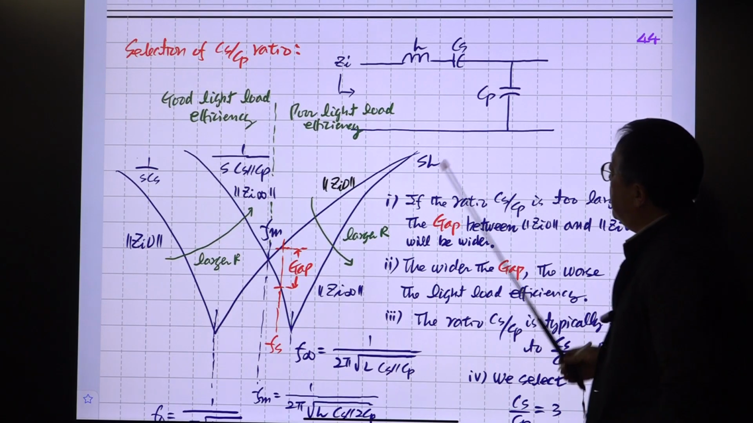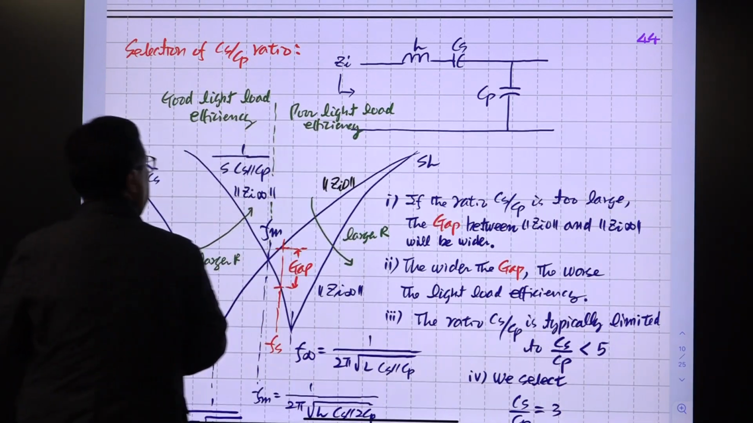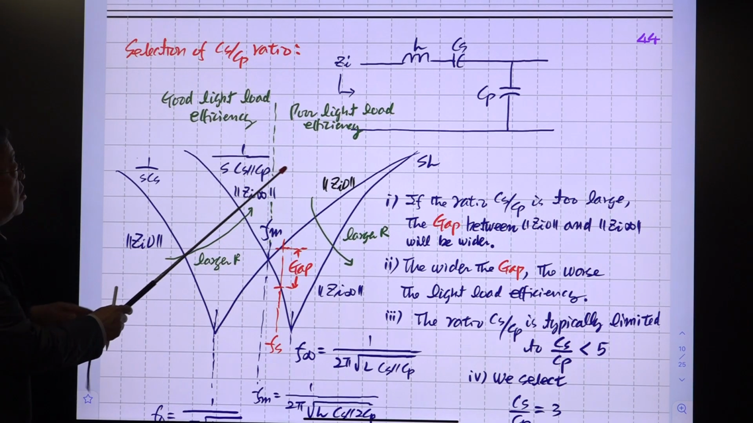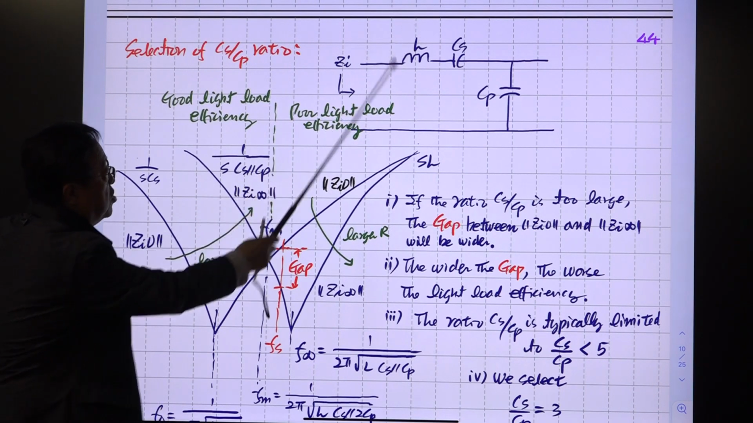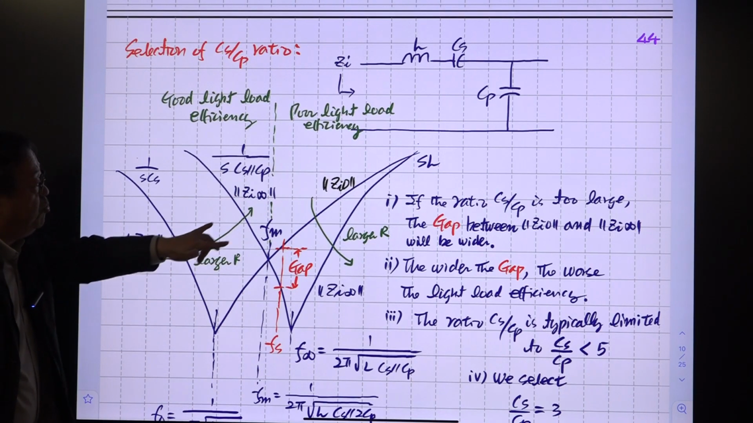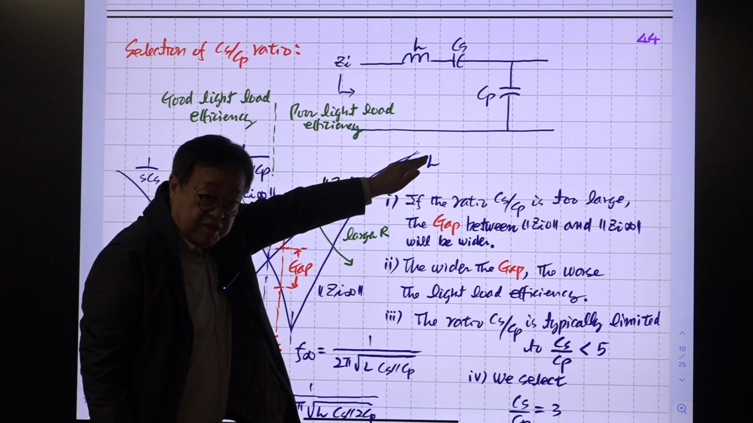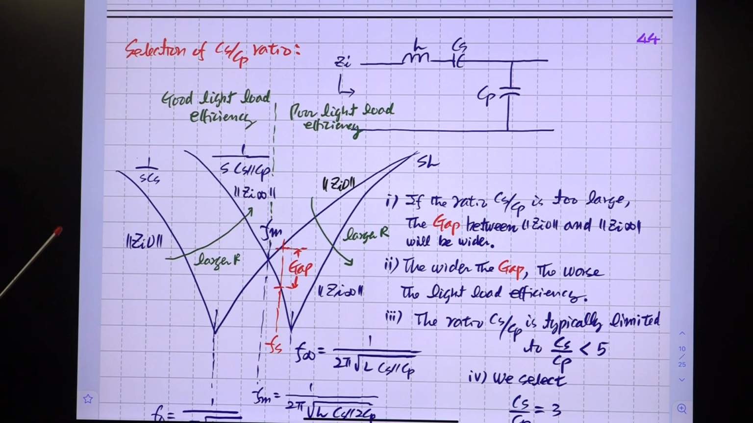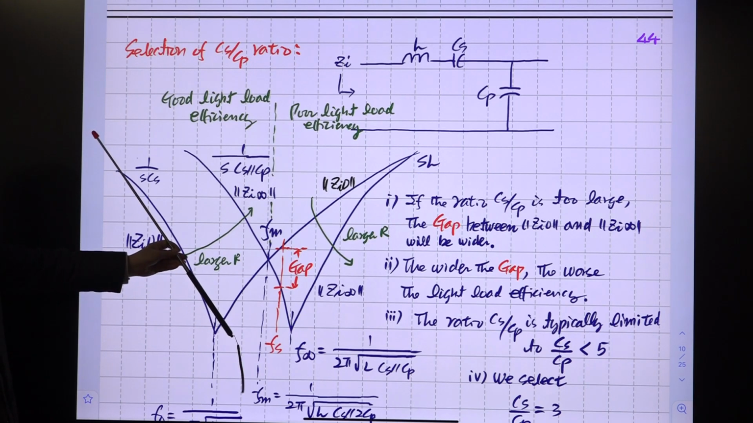Then there is an asymptote at high frequencies. When this is shorted, the high-frequency asymptote is sL. At these high frequencies, all the impedances merge with this asymptote. At low frequencies, we have two asymptotes. One is this one, 1/sCS.